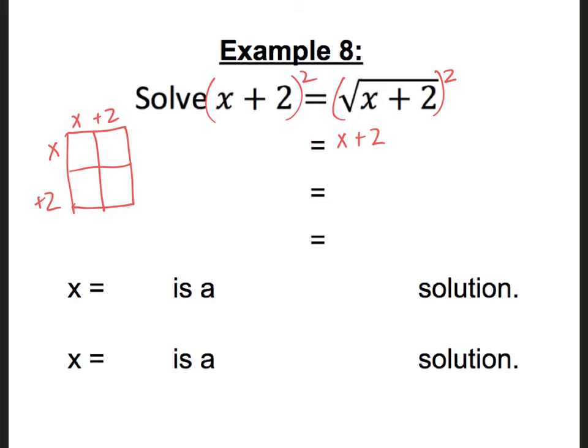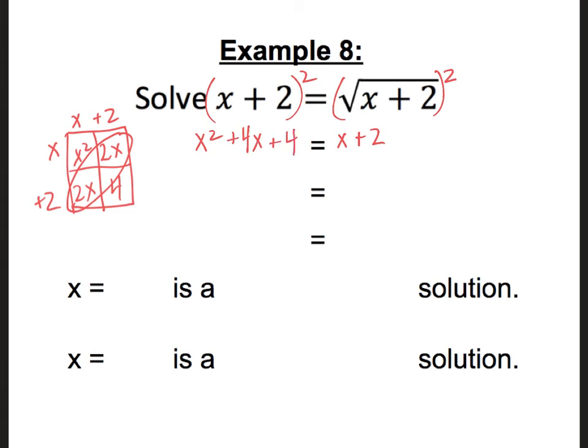When I do that, x times x gives me x squared. x times 2 is 2x. 2 times x is 2x. And 2 times 2 is 4. We'll combine our like terms. So we have x squared, and then 2x plus 2x gives me 4x, and then just plus 4.